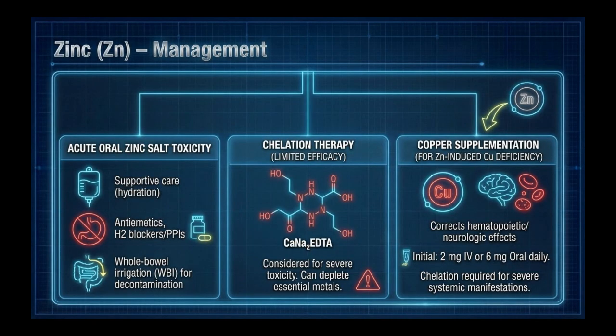The management of zinc salt toxicity varies depending on the route and severity of exposure. For instances of acute oral zinc salt poisoning, treatment is primarily supportive. This includes ensuring adequate hydration and administering antiemetic medications to control nausea and vomiting. To address abdominal discomfort, healthcare providers may recommend the use of medications such as histamine type 2 receptor antagonists or proton pump inhibitors. In cases where gastrointestinal decontamination is necessary, whole bowel irrigation is advised, particularly when zinc-containing objects like pennies have been ingested.